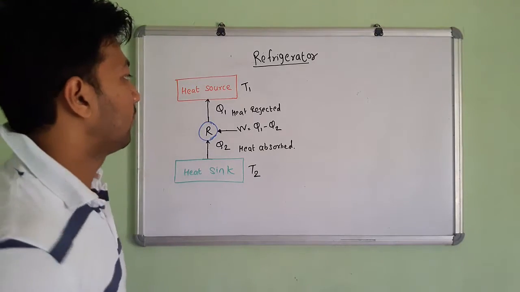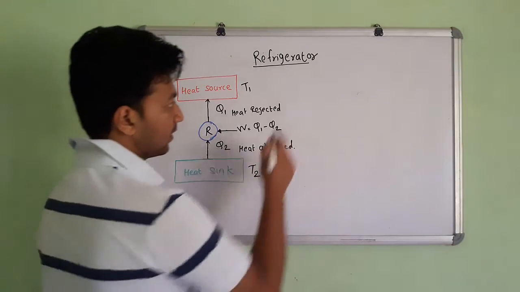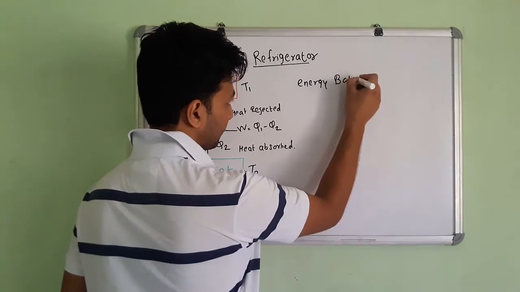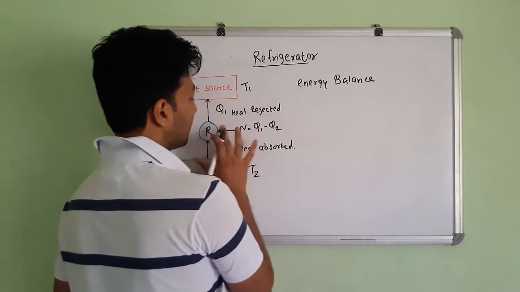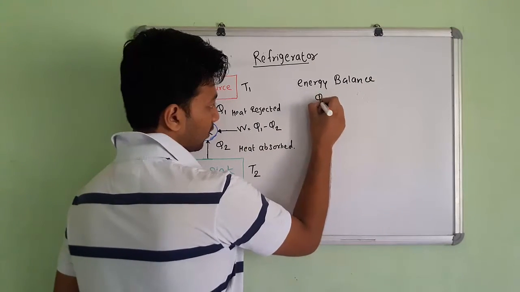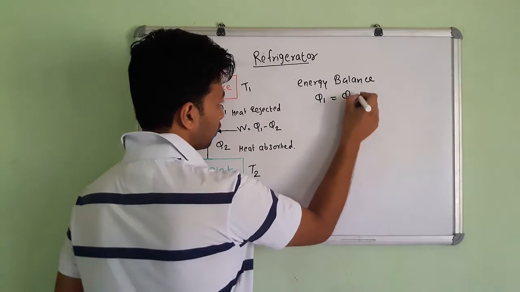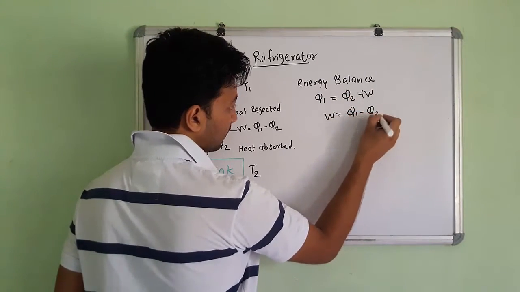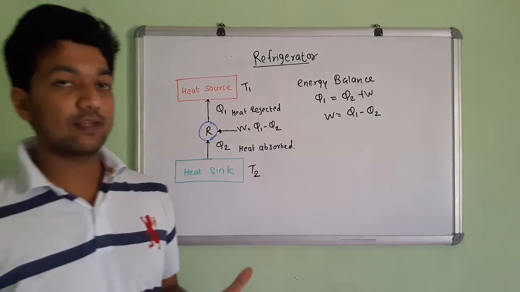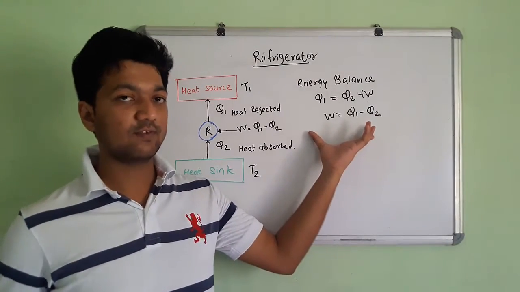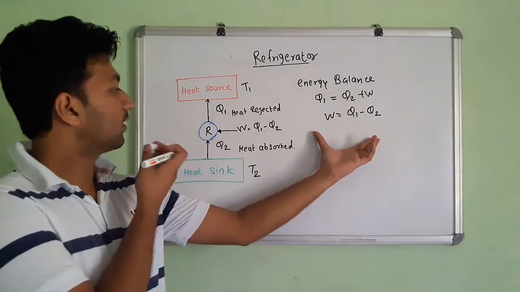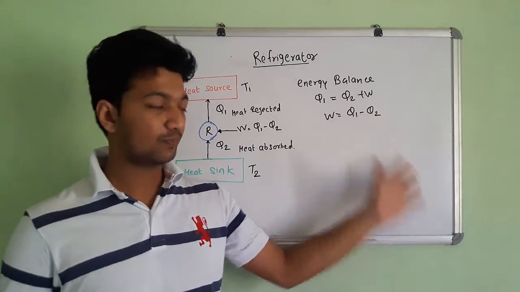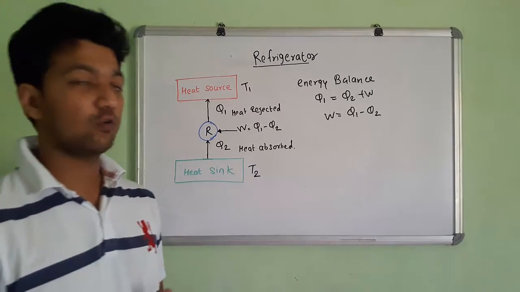Here we are also doing the energy balance equation. The energy balance will produce Q1 is equal to Q2 plus W. That gives us W is equal to Q1 minus Q2. In all three, the engine, the heat pump, and the refrigerator, W remains as it is, that is Q1 minus Q2. The only difference is in Q1 or Q2.